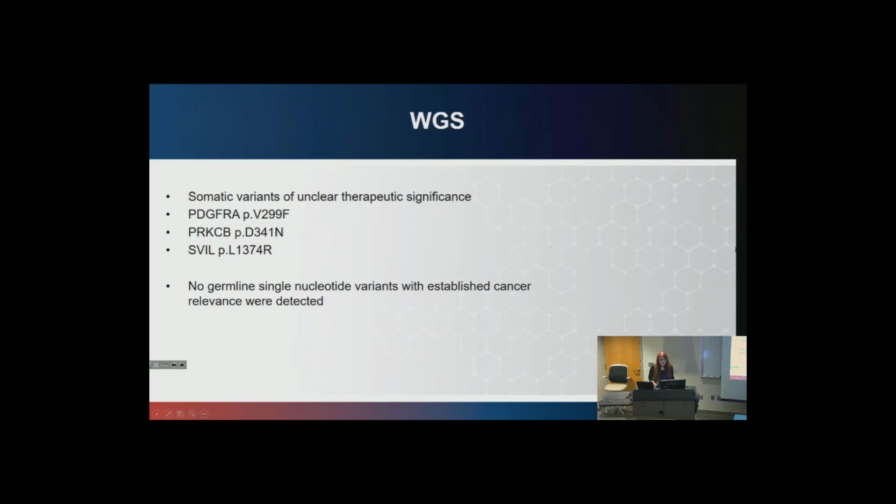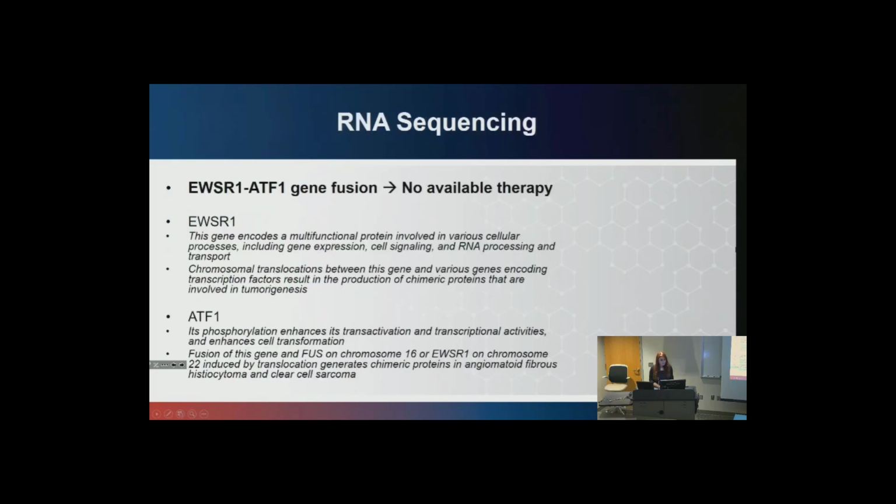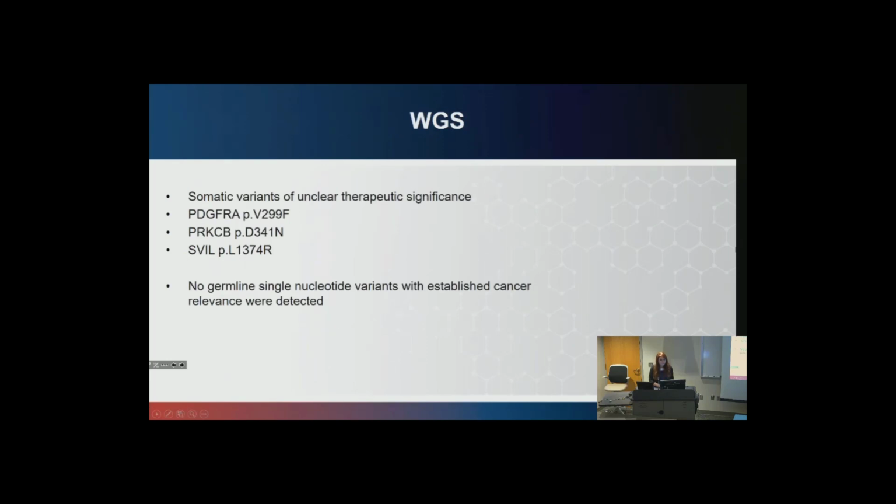So without going into the details of what whole genome sequencing is or what RNA sequencing is, I'll just touch upon the results. So whole genome sequencing actually showed somatic variants of unclear therapeutic significance. There were 3 of them, and no germline single nucleotide variants with established cancer relevance were detected. You did WGS on tumor, or this was peripheral blood? So in this case, whole genome sequencing was done on the metastatic site of the lungs, like the lung metastasis and peripheral blood both. And RNA sequencing only on the metastatic lesion that was found in the lung.